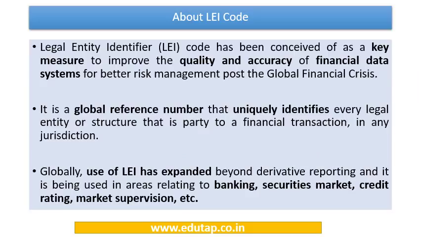So let's start our discussion with LEI code, that is Legal Entity Identifier Code. This code is basically conceived as a key measure to improve the quality as well as accuracy of the financial data systems, and the purpose is better risk management, especially after the global financial crisis. So this is a code which helps in improving the quality and accuracy of the financial data systems and helps in better risk management.